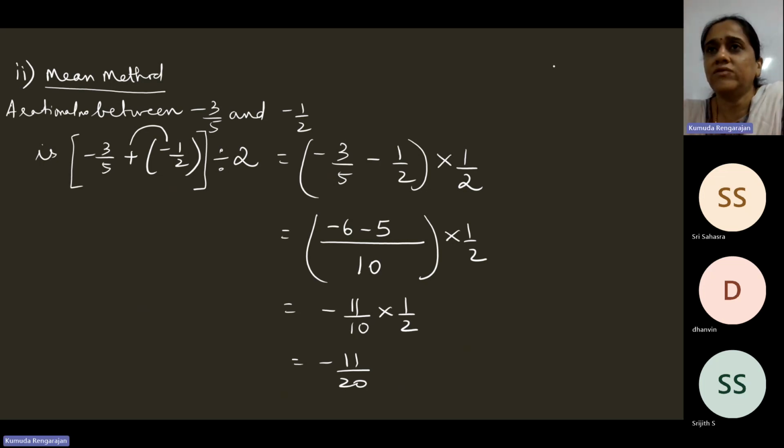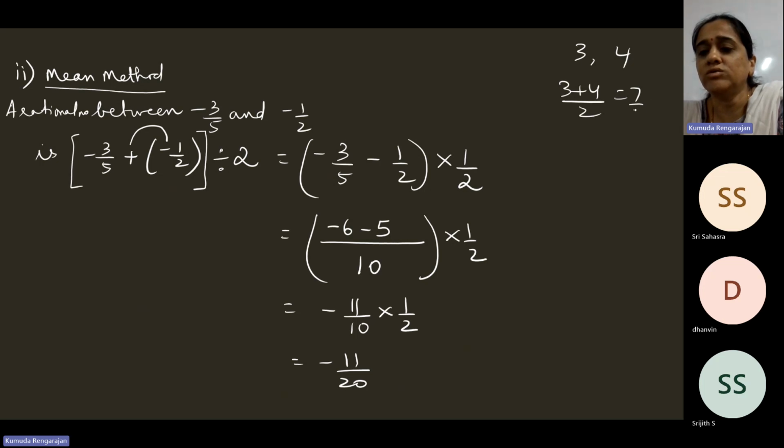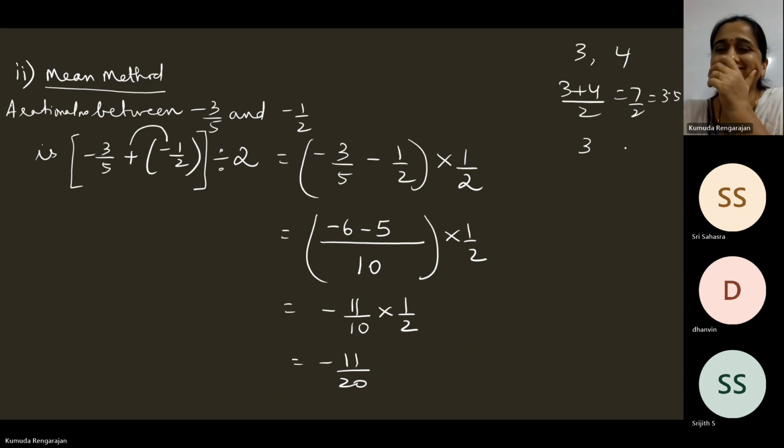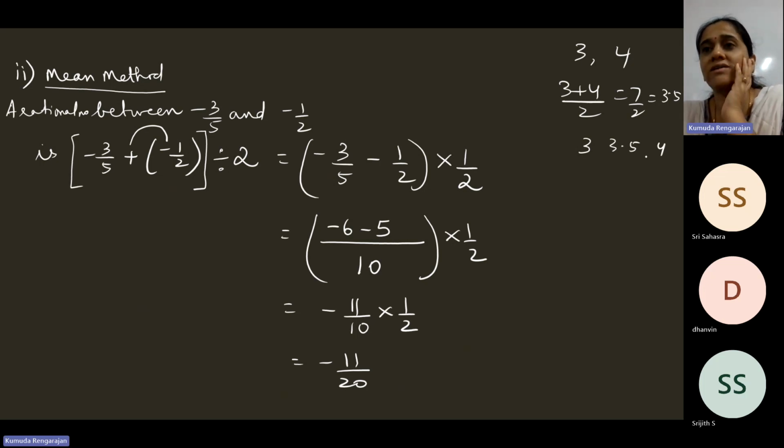See, for example, if you have to insert rational numbers between 3 and 4, then 3 plus 4 by 2 is 7 by 2, which is 3.5. Now take any two numbers, 3 and 3.5, add and divide by 2. So 6.5 by 2. What is 6.5 by 2? 3.25.